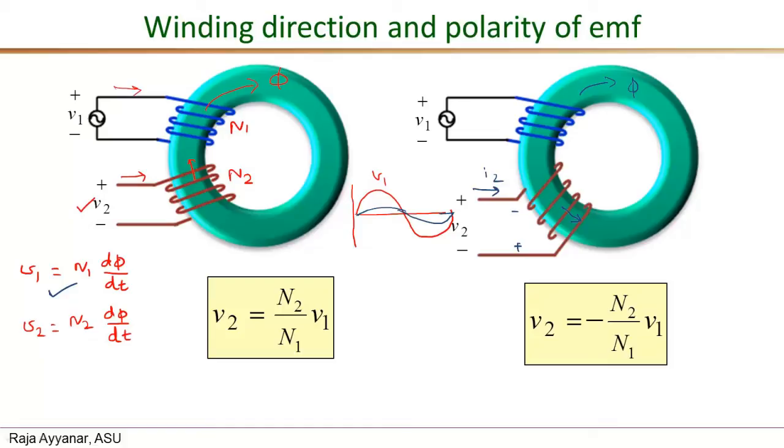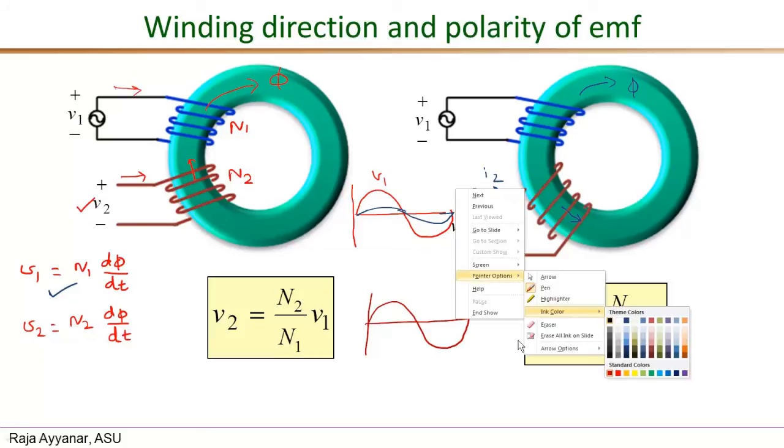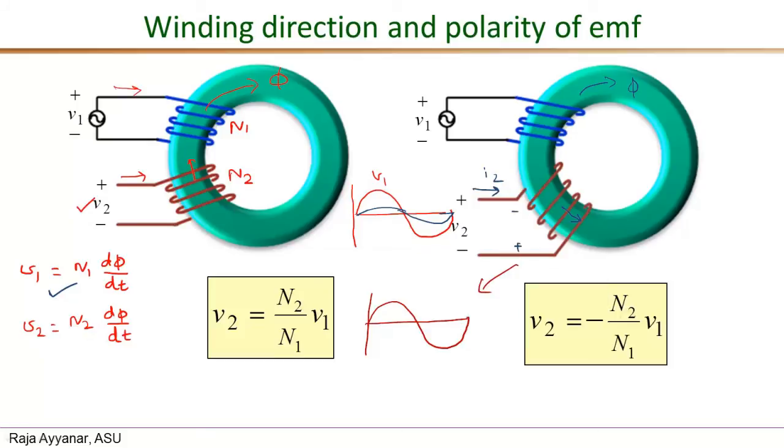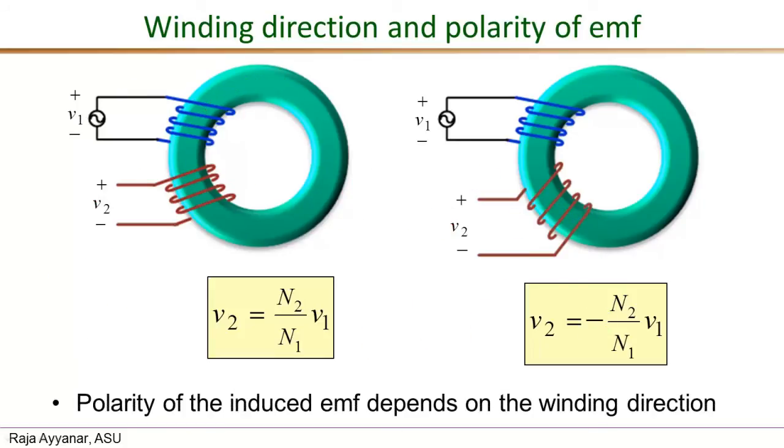So what's the meaning of negative here? It means that for the same V1, once again let me go to the same color, see the red. In this case here, if V1 has the same applied voltage V1, then V2 in the second case would be, once again assuming N2 is less than N1, of a lower magnitude but opposite polarity. So that is indicated by this minus sign. So the key point is that the polarity of the induced EMF depends on the winding direction of the two coils.